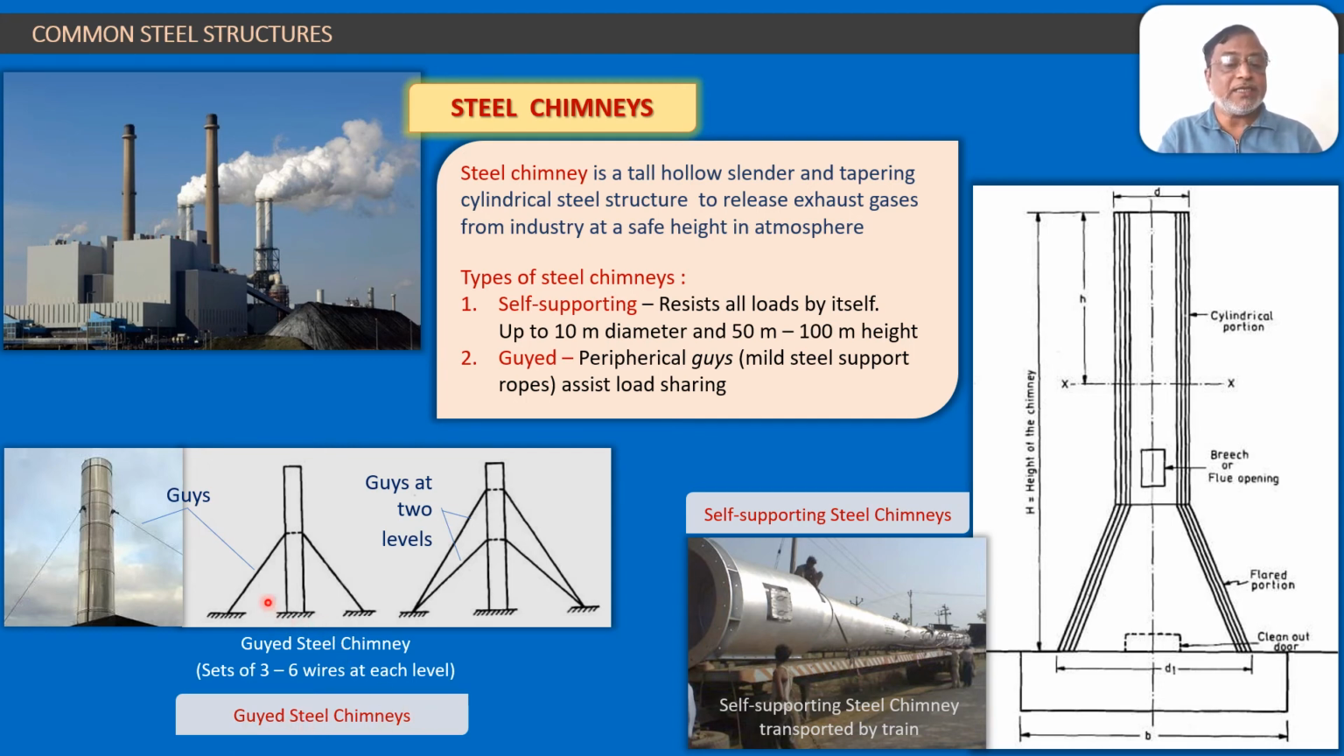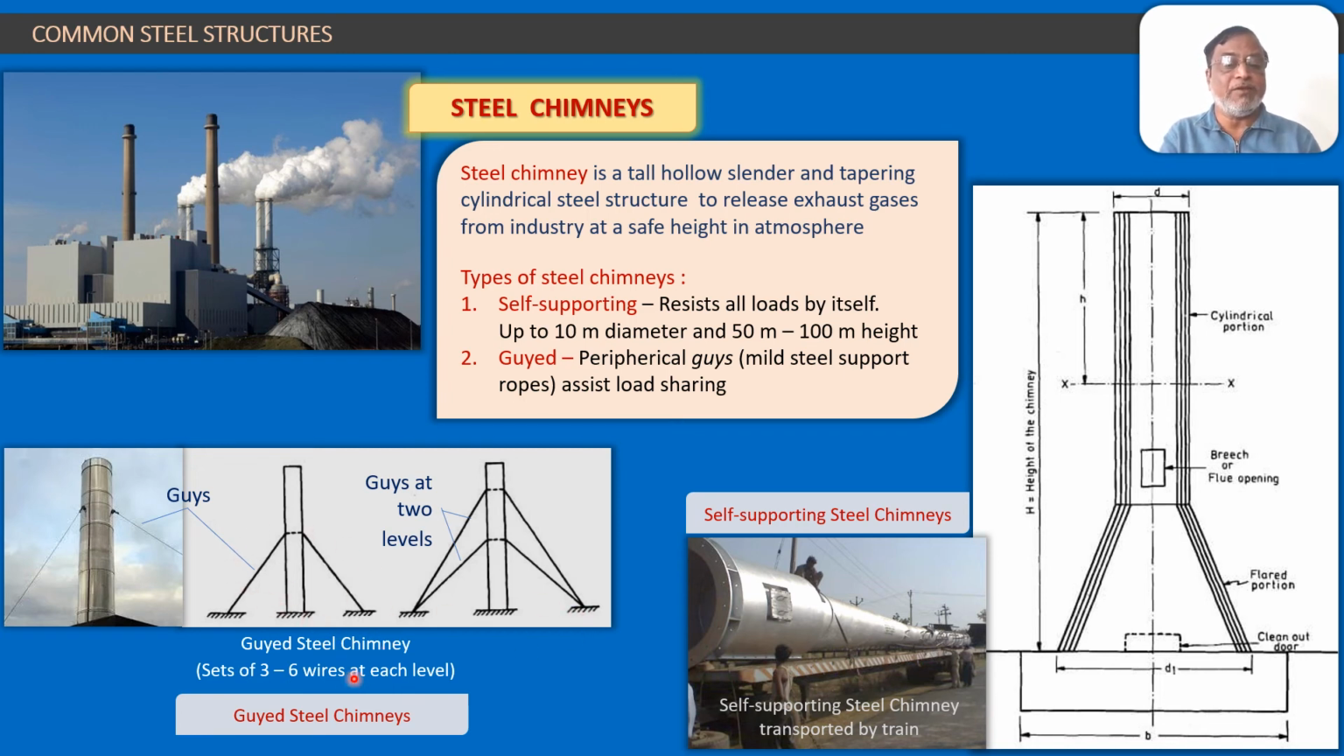Now these guys can be at one level or they can be at different levels also for the same chimney. So here we see the diagram of a chimney which is having guys at two levels, at this level and at this level, whereas this chimney is having guys only at one level. Now at one level also, two guys are seen here. Actually, from all other directions, if you imagine, there are about 3 to 6 wires or guys at every level. So this is a guyed steel chimney having sets of 3 to 6 wires at each level.